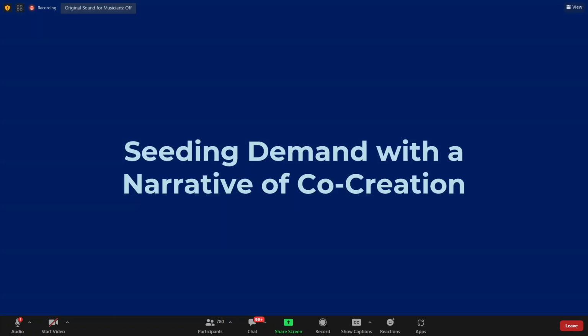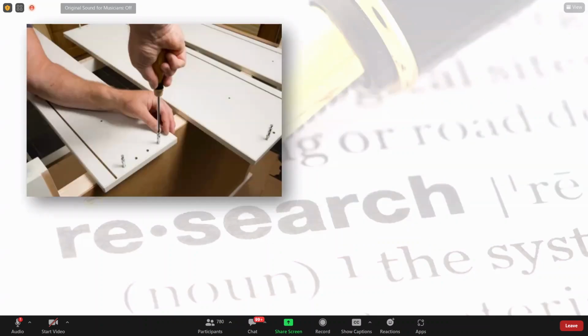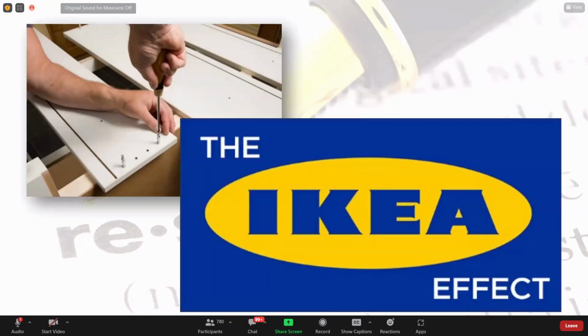And this is a strategy that has driven probably more sales than any other single thing that I've done and taught. And it is based on some pretty interesting research coming out of Harvard, Yale, and Duke universities. So these teams of researchers would have people come in and assemble things, to assemble all kinds of different things. And one of the things that they had these people assemble was IKEA furniture. And that's why the phenomenon that they discovered came to be known as the IKEA effect. But here's how it worked.